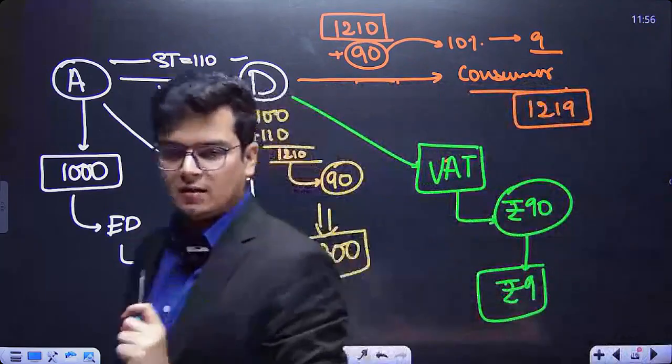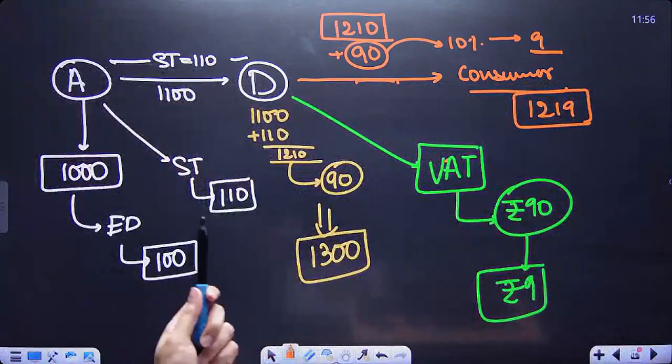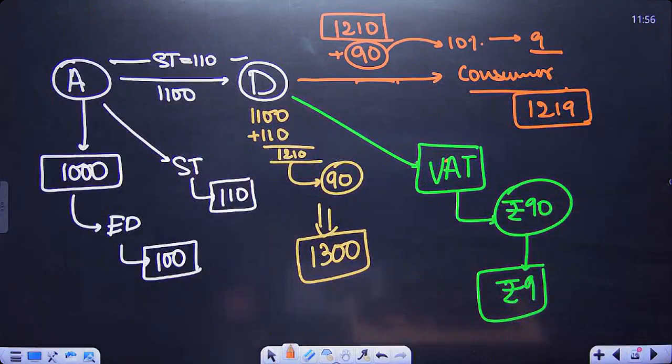ये बात समझ आ रही है? Only on value addition there should be tax. ये बात बोली गई कि वैल्यू एडिशन पे ही टैक्स होना चाहिए, ऐसा नहीं होना चाहिए कि पूरे पे टैक्स हो.